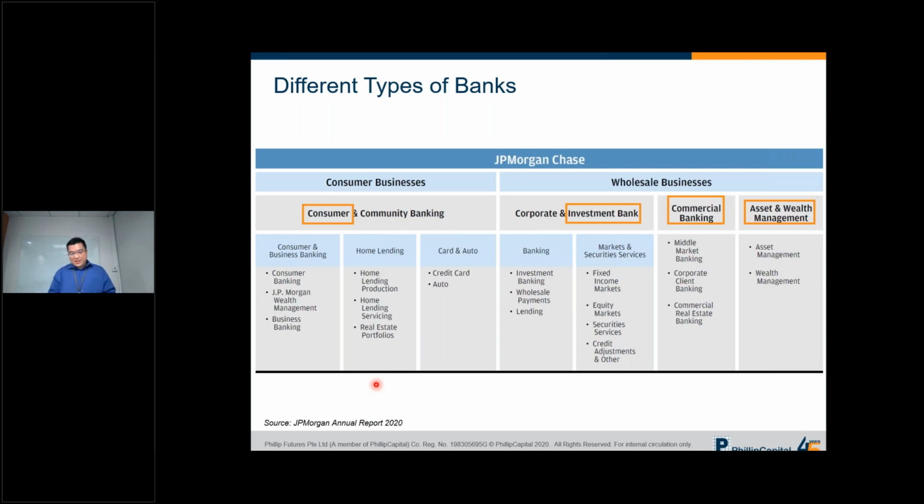So there are different types of banks. In Singapore, basically what we see is the 3 local banks. They basically do everything. But if you go to a larger economy like the US, they do have banks that are very specialized. Over here, this is extracted from the JP Morgan annual report. It shows the various segments that JP Morgan is involved in. And in fact, JP Morgan is the largest bank in the United States, and possibly the largest bank in the entire world.